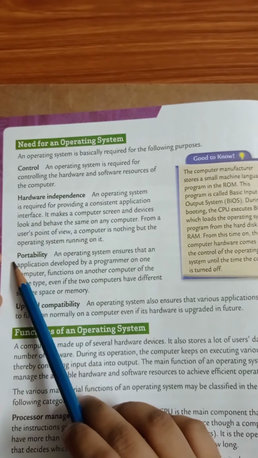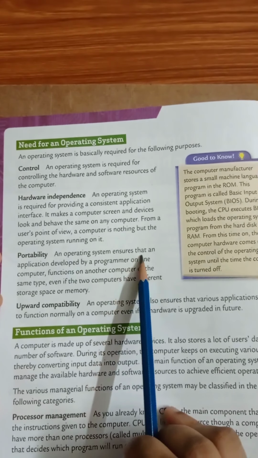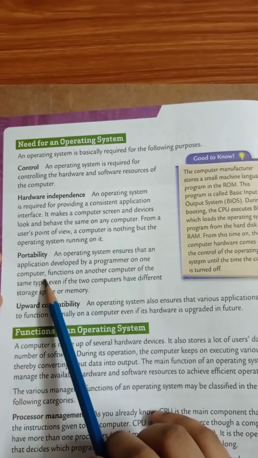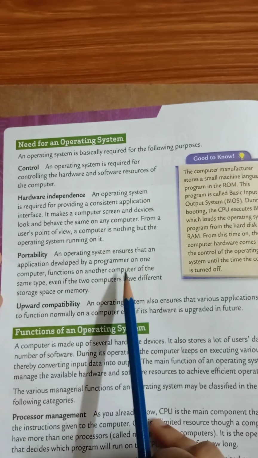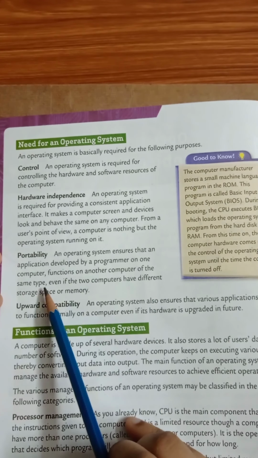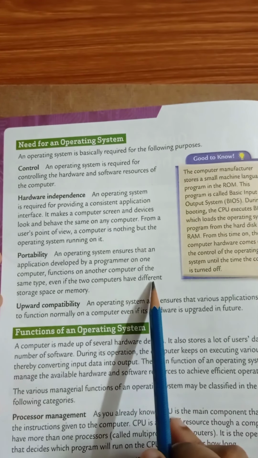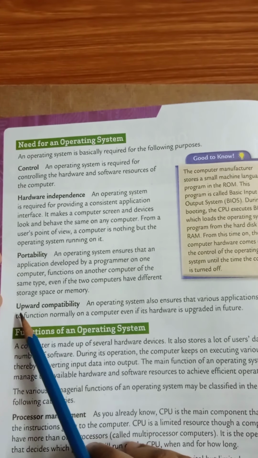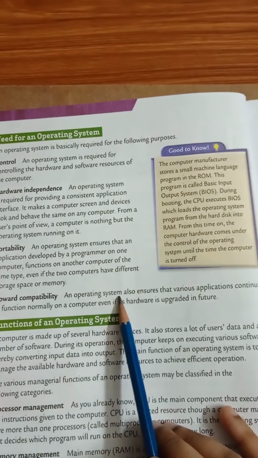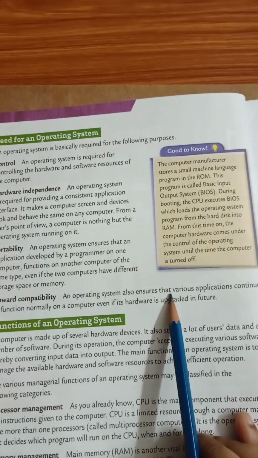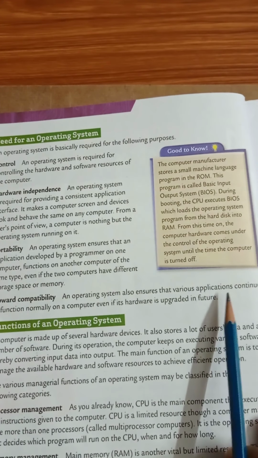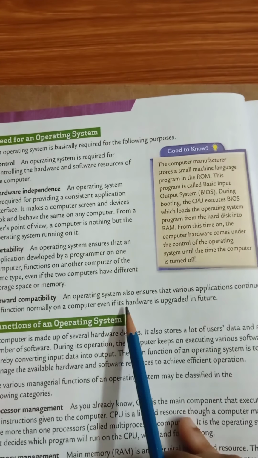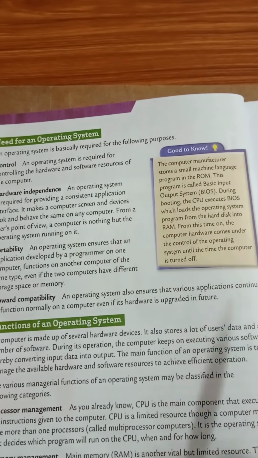Next need is portability. An operating system ensures that an application developed by a programmer on one computer functions on another computer of the same type, even if two computers have different storage capacity or memory. Next is upward compatibility. An operating system also ensures that various applications continue to function normally on a computer even if its hardware is upgraded in future.